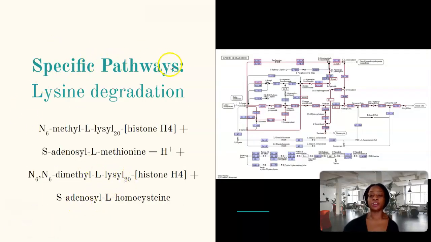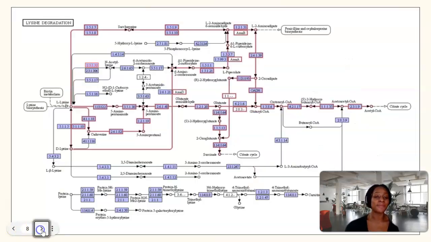Now, the specific pathway in which this enzyme functions is lysine degradation. We have the sequence listed here. I would love to read this to you guys, but I am not confident in my pronunciation of these words. Here, you can see a much better image of the degradation sequences.